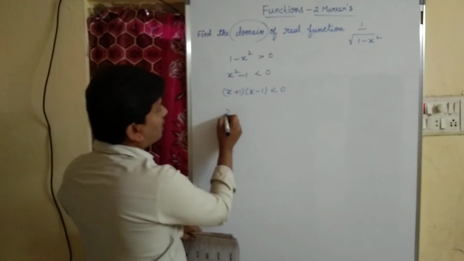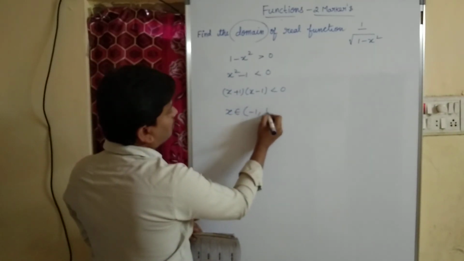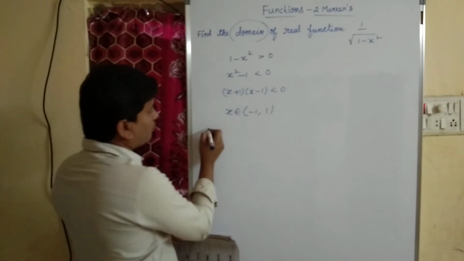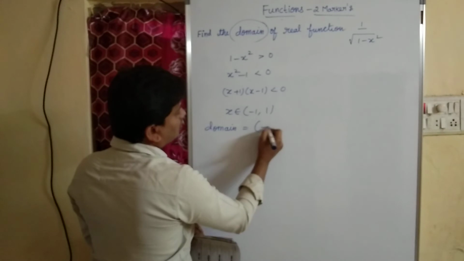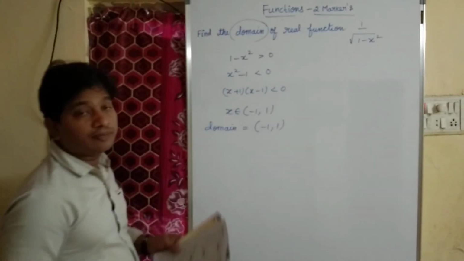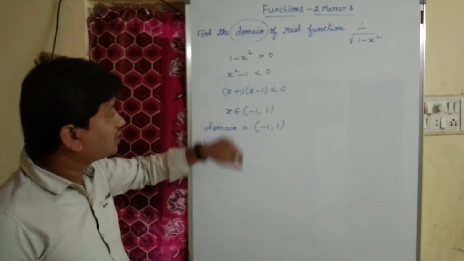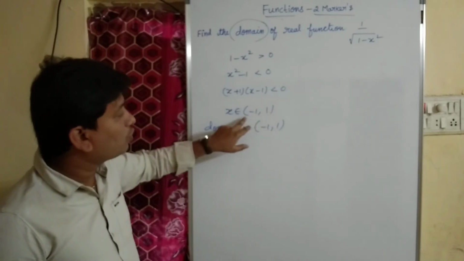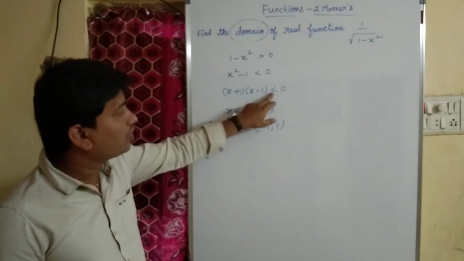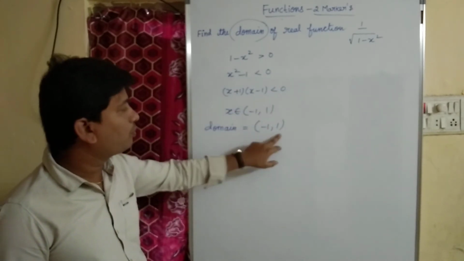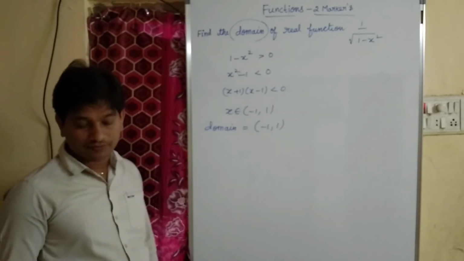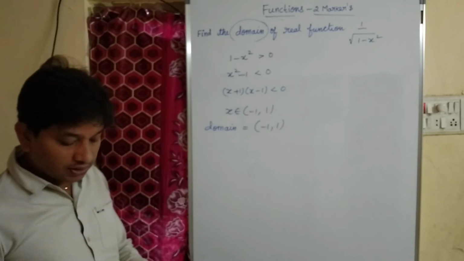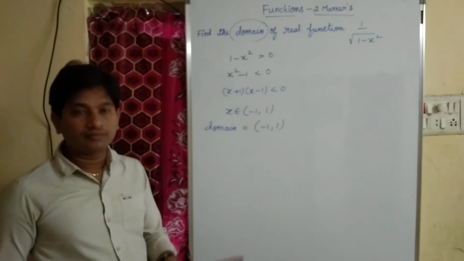Therefore, x belongs to what, children? Minus 1 comma 1. Therefore, the domain equals (minus 1, 1). See the difference from the previous sum: here both should be open brackets, because here it is only less than 0. It should be both open brackets. x belongs to (minus 1, 1).